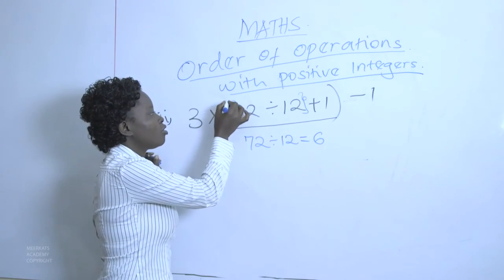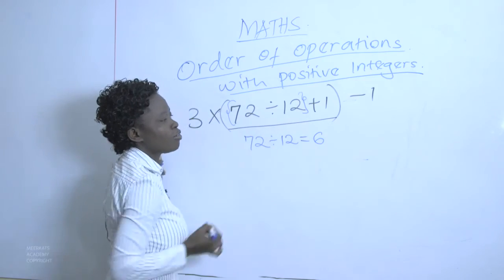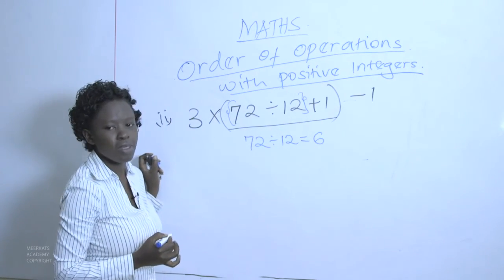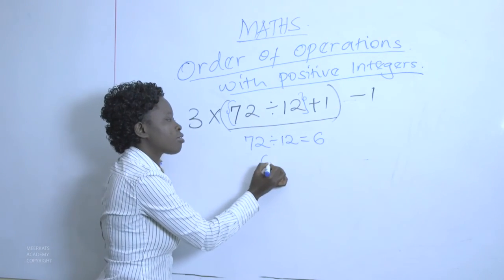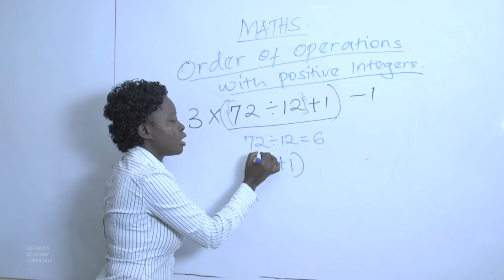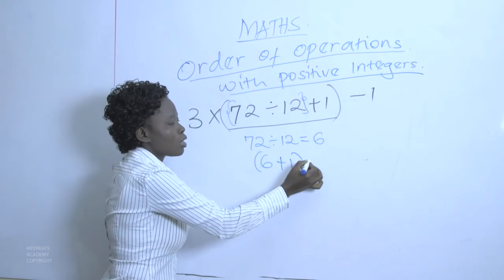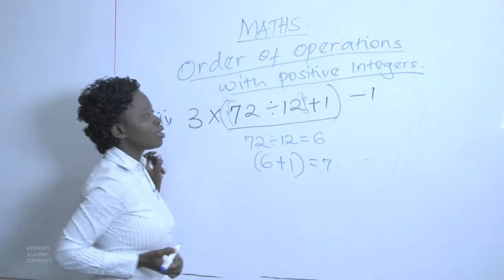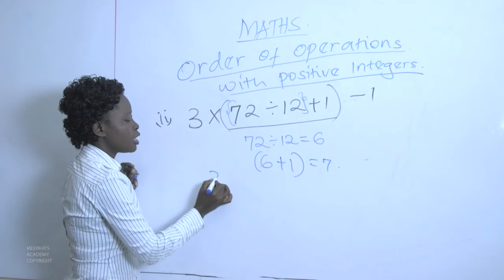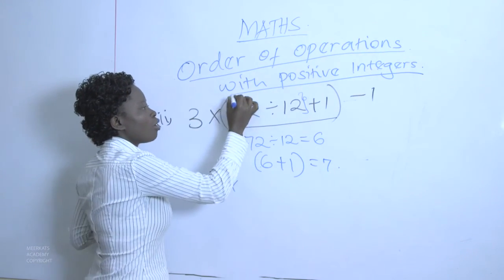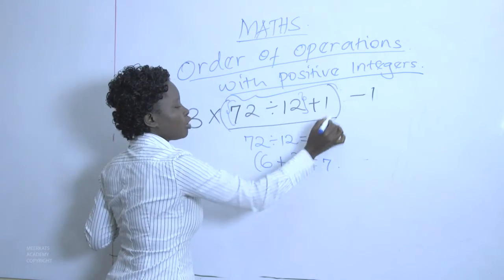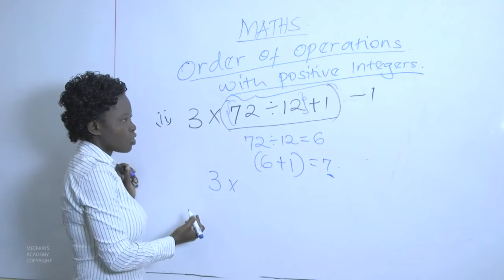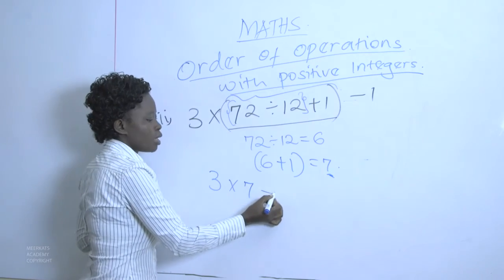So I'm still not yet through with this bracket. I have to wind up the calculation in that bracket. So I'll have 6 plus 1, which is still in that bracket. So 6 plus 1 gives me 7. Then next we have 3 multiplied by the whole of this bracket we've worked out, which is 7. So it is 3 times 7, then minus 1.